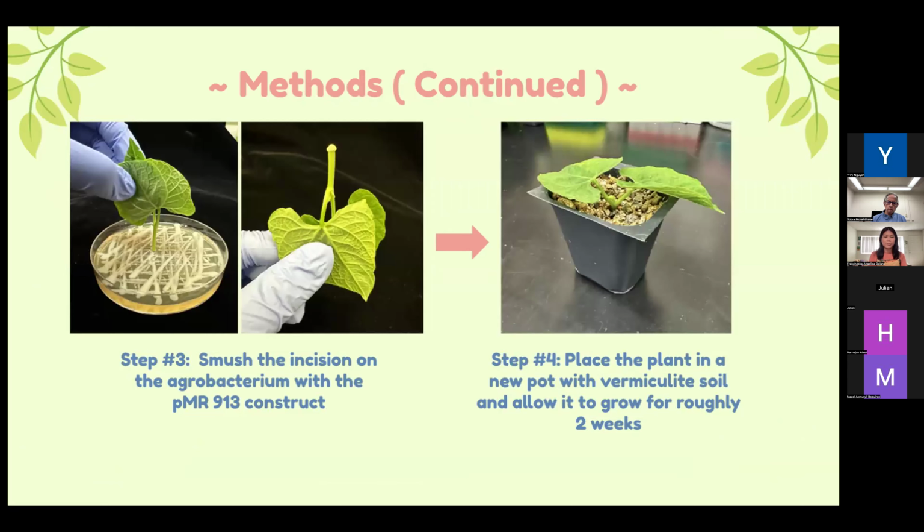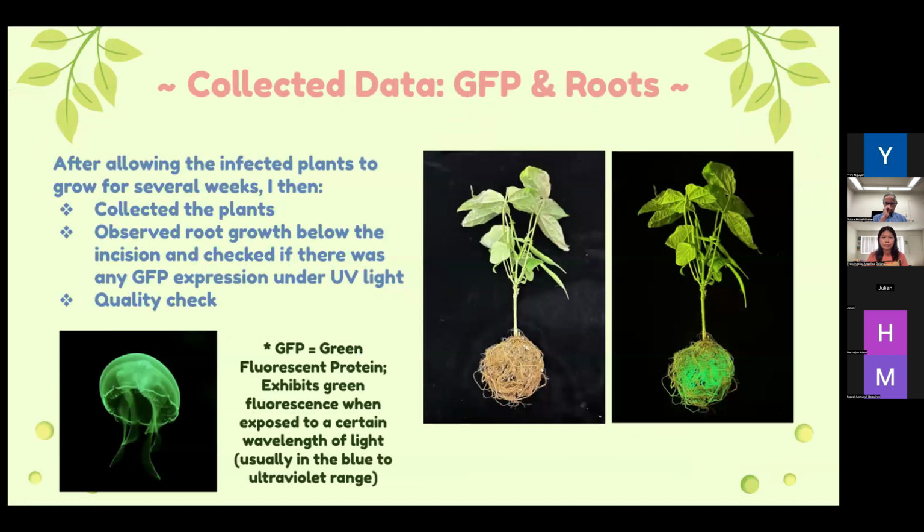And then I took that incision and rubbed it against the Agrobacterium that contains our plasmid, PMR913, and I made sure that the incision is completely coated with that bacteria with the plasmid. And then lastly, I placed the plant in a new pot with vermiculite soil and allowed it to grow for roughly 2 weeks.